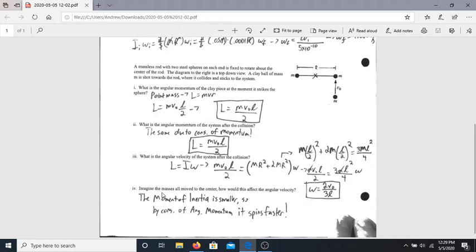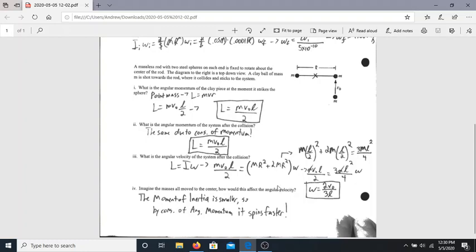Now, the fourth question. Imagine the masses all move to the center. What I mean is that these two masses, the two metal spheres, move to the center, so they're right at the turning point. How is this going to affect the angular velocity?